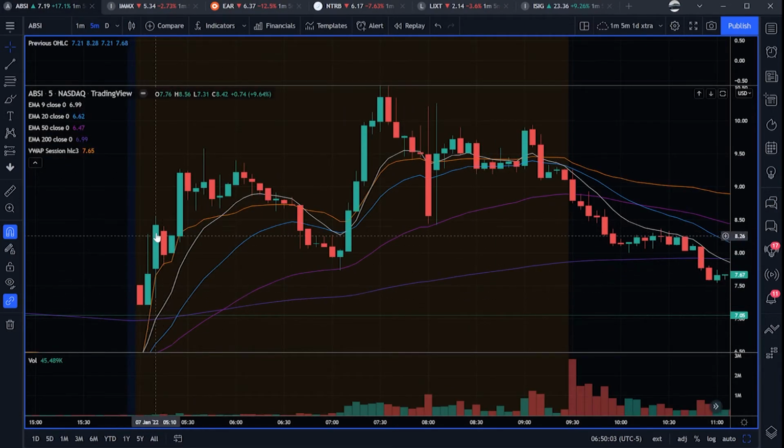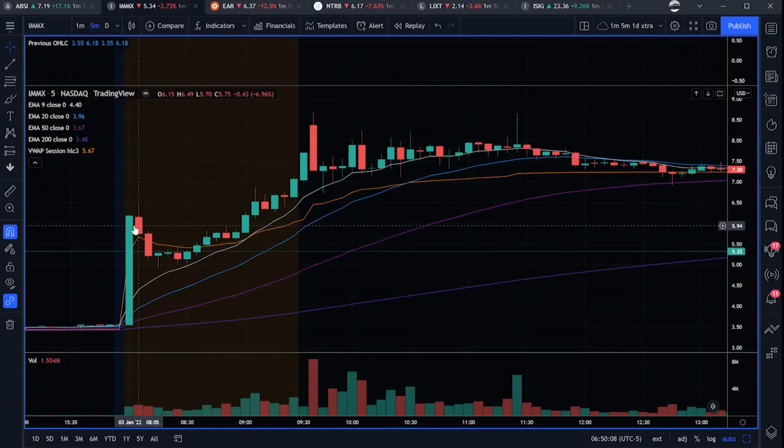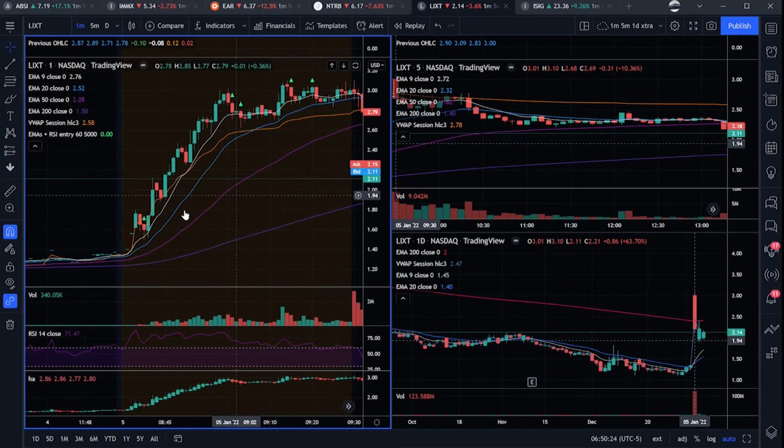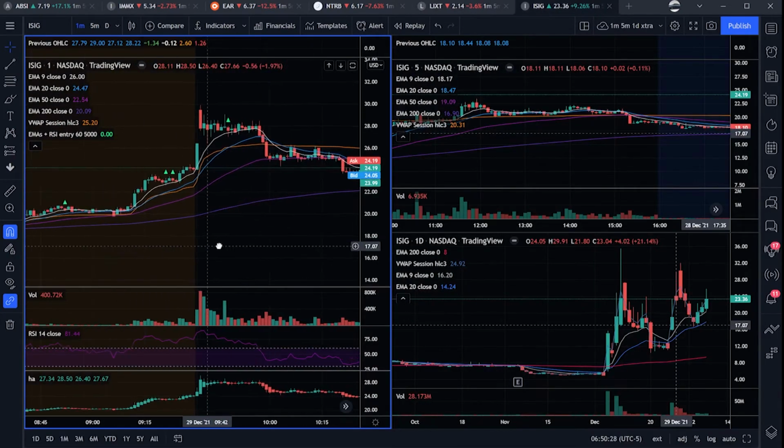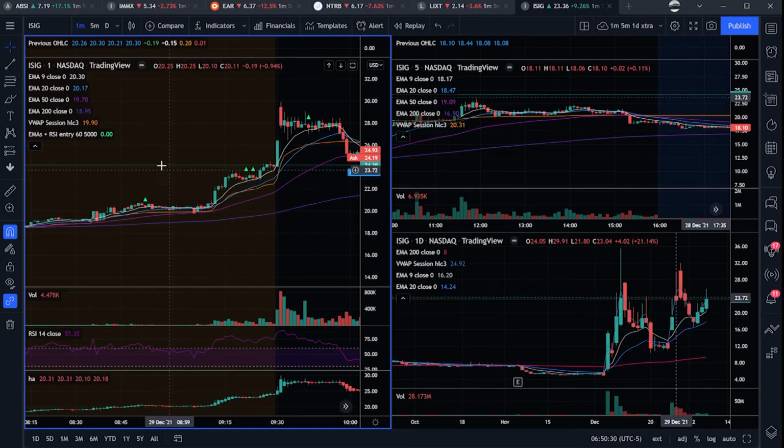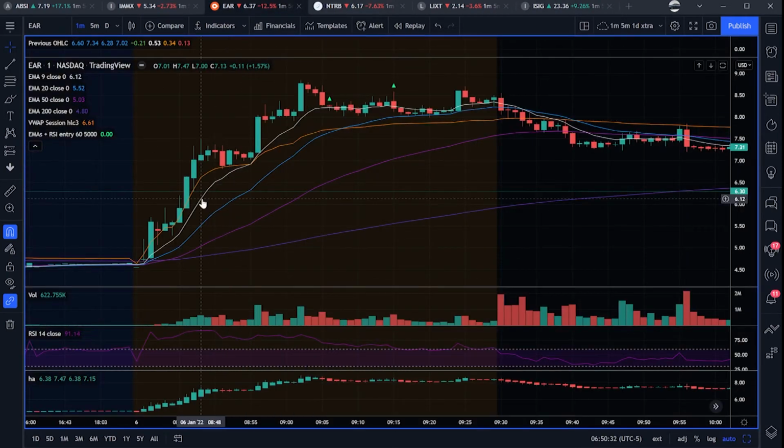Here it worked, this one here, but sometimes they can go, let's say you want to anticipate, here for example it didn't work very well, but sometimes they go really further down, so it's better to wait instead of taking them way too soon. These are very similar ones. ISIG is a bit tricky, but let's take ears.